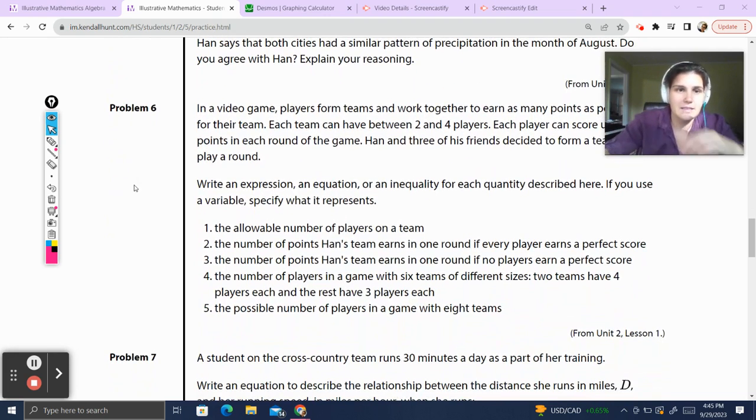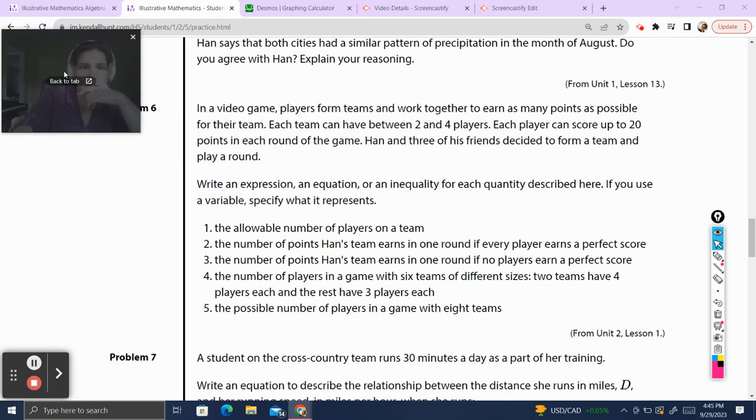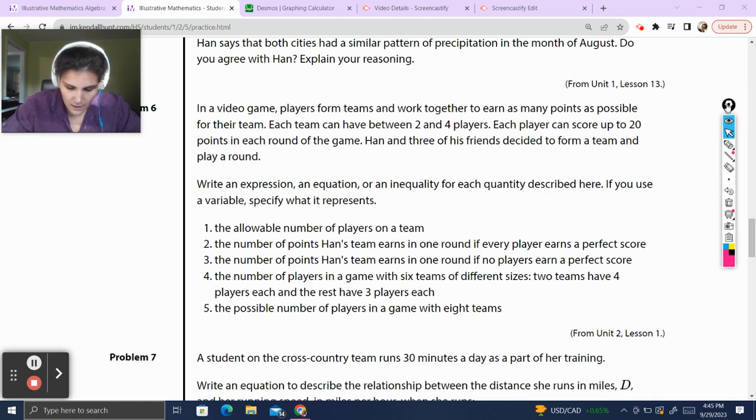Problem number 6. In a video game, players form teams and work together to earn as many points as possible for their team. Each team can have between 2 and 4 players. Each player can score up to 20 points in each round of the game. Han and 3 of his friends decided to form a team to play a round. Oh, maybe this is the same Han. Write an expression or an inequality for each quantity described here. If you use a variable, specify what it represents.